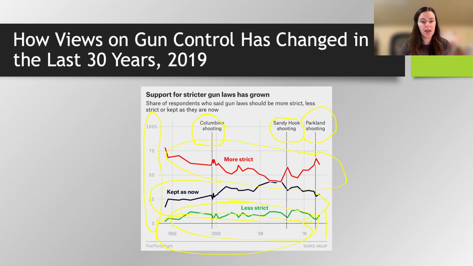And so what this shows us as well is how did those specific events also affect support for gun control? And in this case, we can see that more strict actually went down quite a bit after the Sandy Hook shooting. And so there's kind of this precipice that is happening after time.